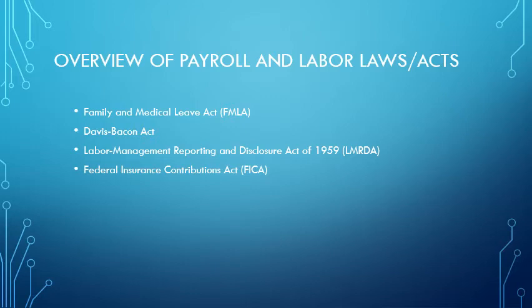The Federal Insurance Contributions Act, or FICA, is a federal payroll tax that is deducted from an employee's paycheck at the rate of 6.2% for Social Security tax and 1.45% for Medicare tax. The Federal Unemployment Tax Act, or FUTA, in addition to state unemployment, provides payments to individuals who have lost their jobs.